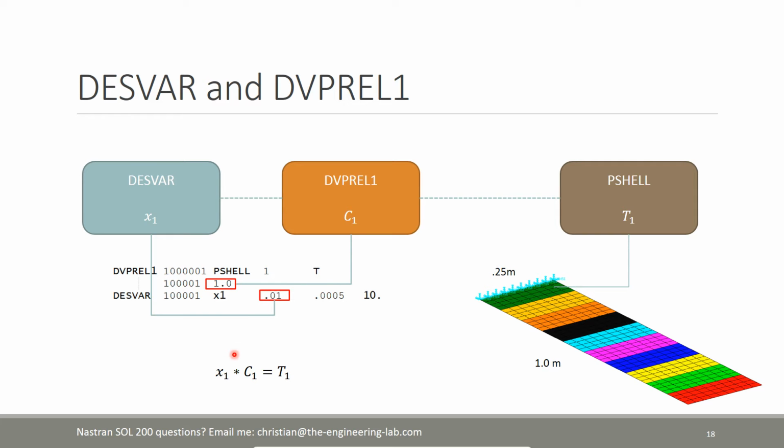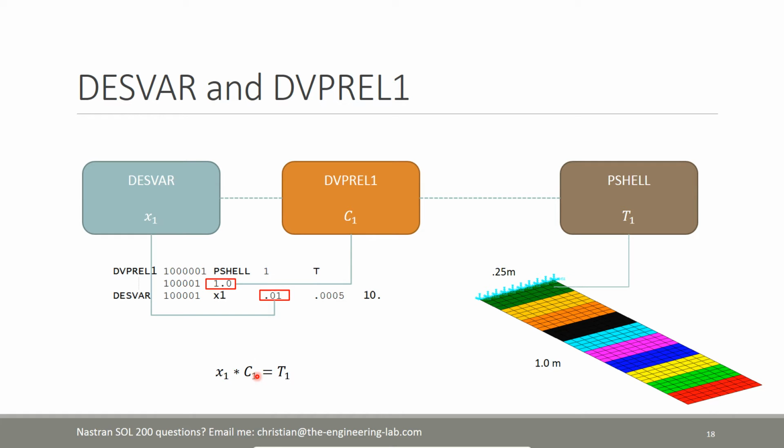Memorize this expression for the next few slides. To get the parameter thickness, it will take x1 multiplied by the constant, and then that will give you your thickness. So here I have 0.01 times 1 will give me a thickness of 0.01 meters. During the optimization, the optimizer will vary the entry for x1. So for example, if the design variable becomes 0.02, it would be 0.02 times 1 will equal the thickness of the model here as being 0.02.